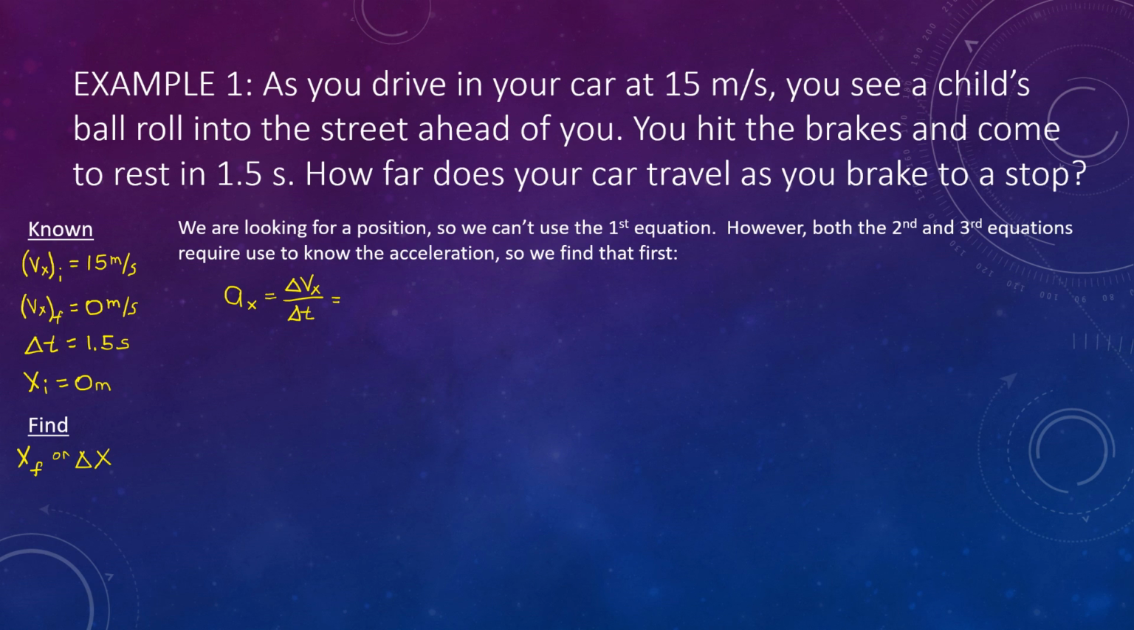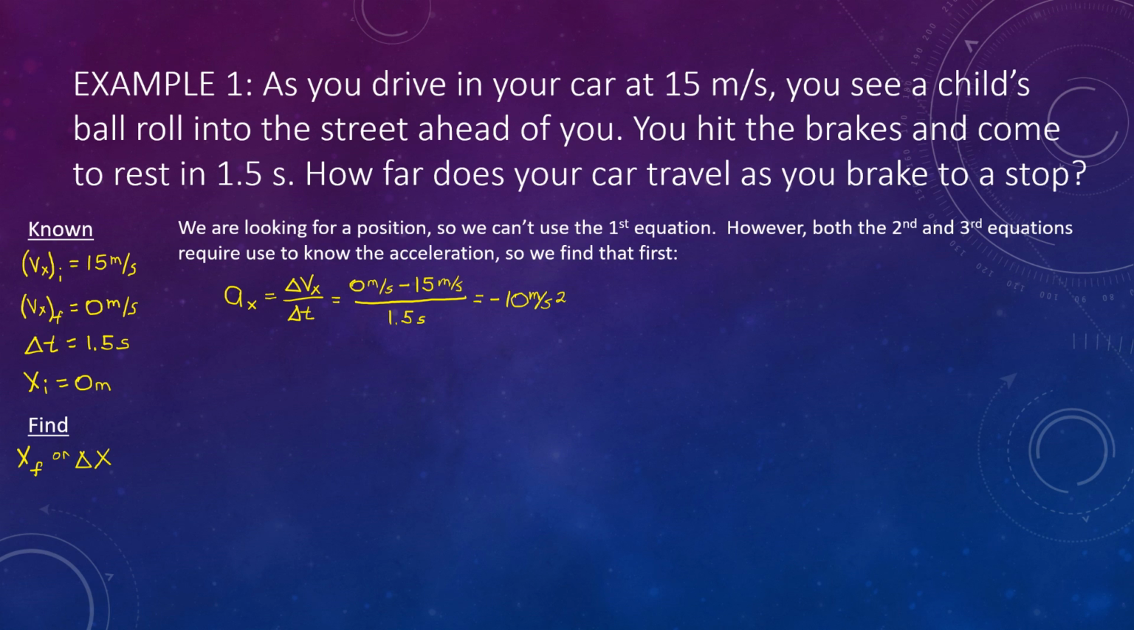So remember, delta means final minus initial. So we have our final velocity of 0 meters per second. Let me fix that. We come to rest at the end, so it's our final velocity that is 0. So 0 meters per second minus our initial velocity of 15 meters per second, all divided by delta t, which was 1.5 seconds. This will give us a negative 10 meters per second squared.